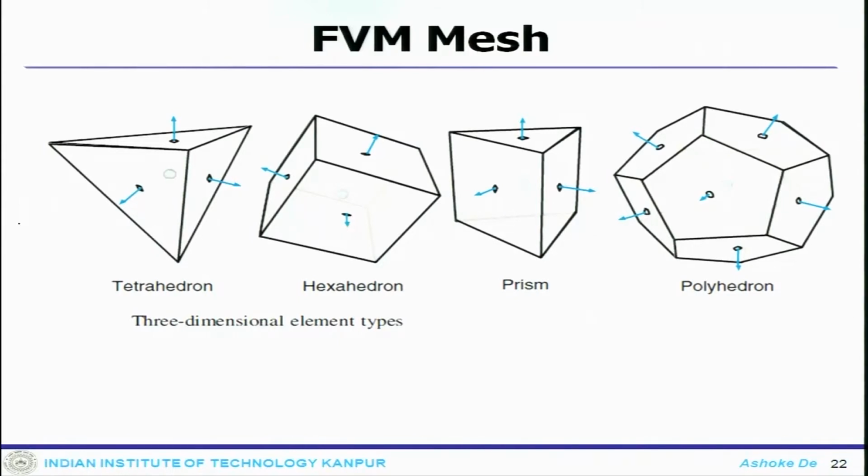So these are all 3-dimensional elements. Similarly, we can have 2-dimensional elements also. Okay, we will see that. So this is one of the tetrahedron, and if you see each of these faces, there is a center or centroid, and there is a surface vector. The surface vector is actually pointing outward.